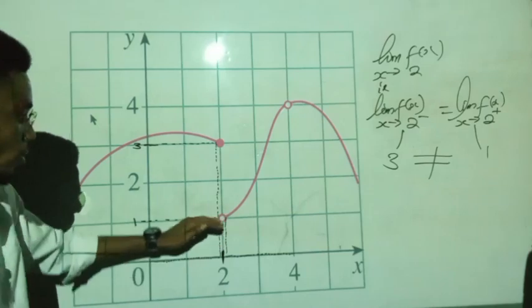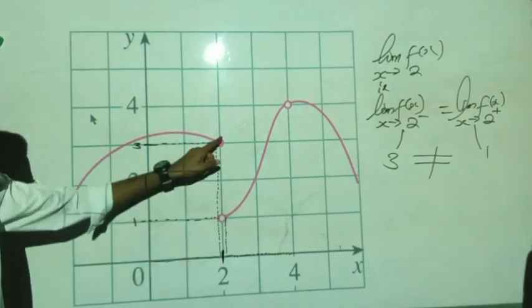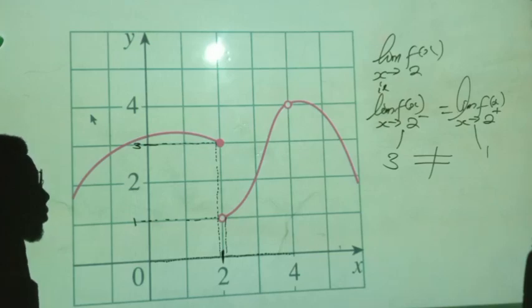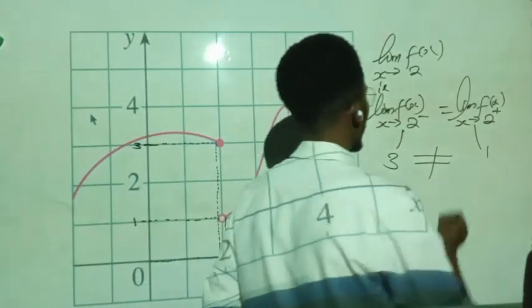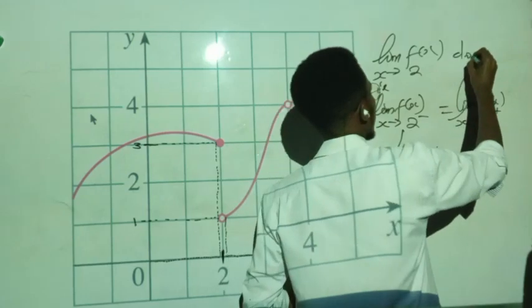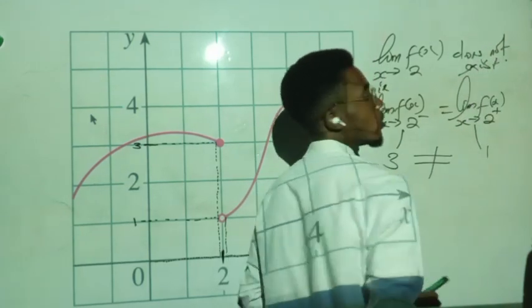From this diagram, you can also see the discontinuity. That's a jump from 1 to 3. So the limit of the function does not exist at 2. We can actually conclude that this limit does not exist at point 2.